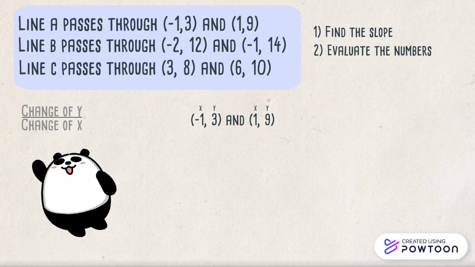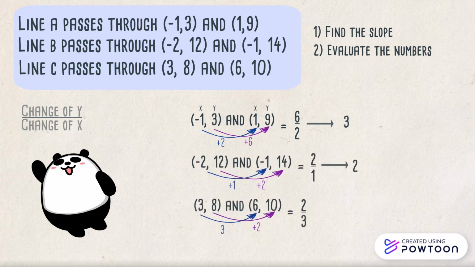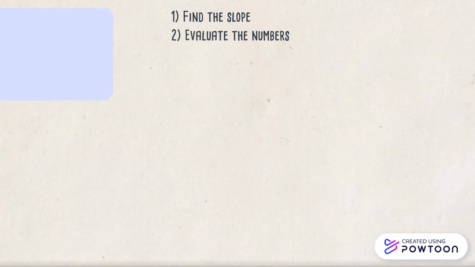First we're going to look at our y values, and between 3 and 9 there's 6 spaces, and because we're going from 3 to 9, that is 6 positive. So we write +6, and from -1 to 1, it's +2, and we write that as 6 over 2. That can be simplified down to 3, because 6 divided by 2 equals 3. Now all you have to do is find the slope for the rest of them using that exact method, and we can move on to the evaluation portion of this problem. Alright, we have our slopes.